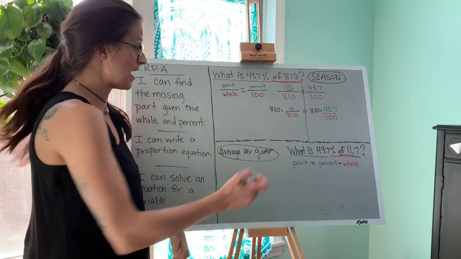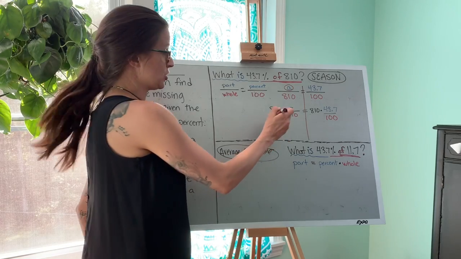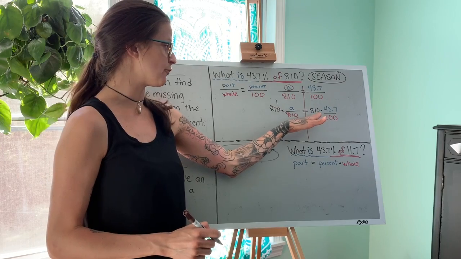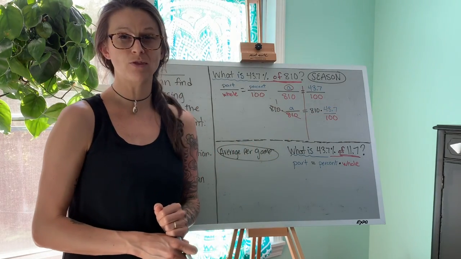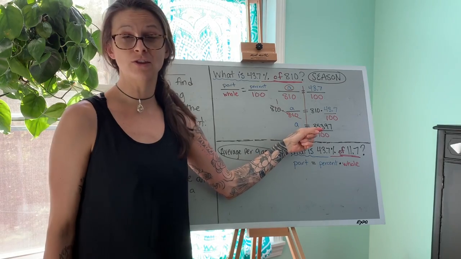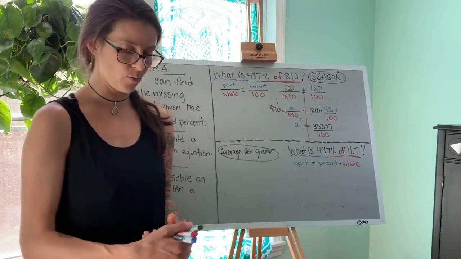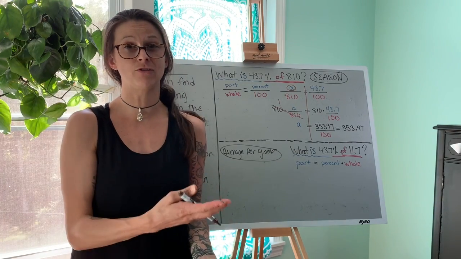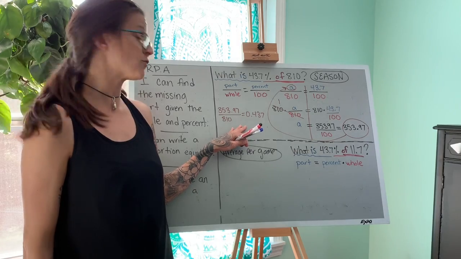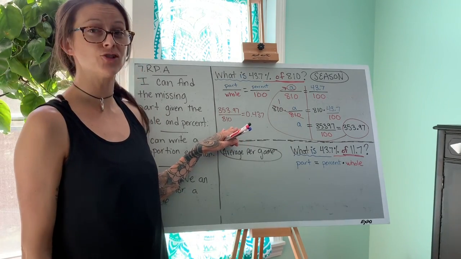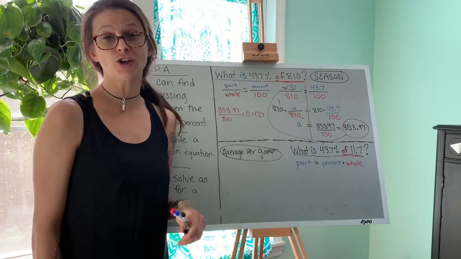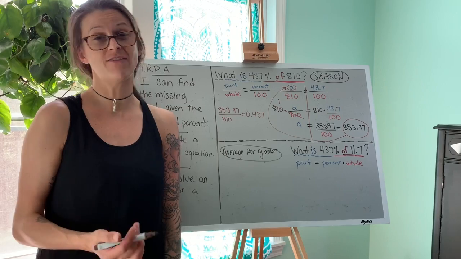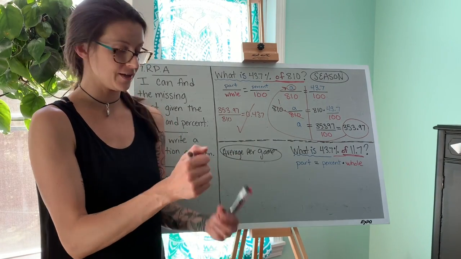So now I can simplify. 810 divided by 810 is 1. On the right-hand side, I need to ask myself, what is 810 times 43.7? We get 35,397, then we divide by 100. We can check our answer by resubstituting the value for a back into the original equation. 353 and 97 hundredths divided by 810 equals 437 thousandths, which is the decimal form of 43.7%. We solved for the part properly.